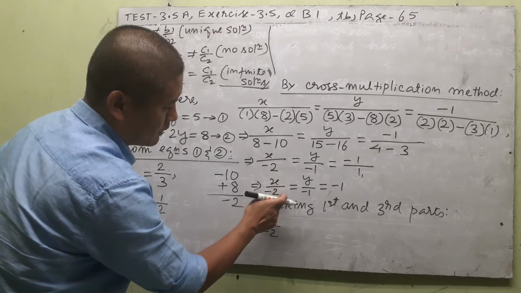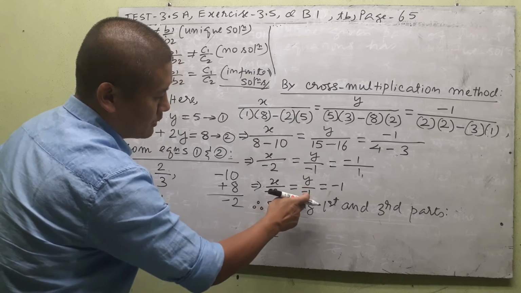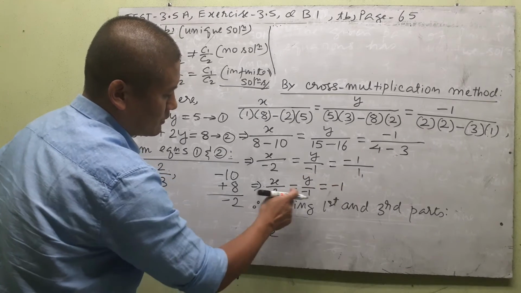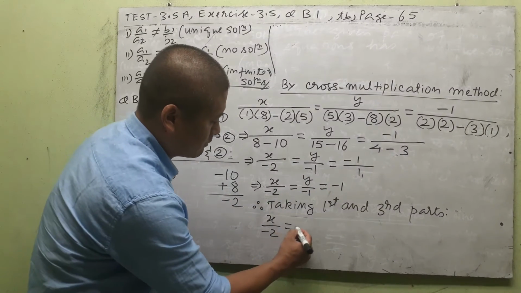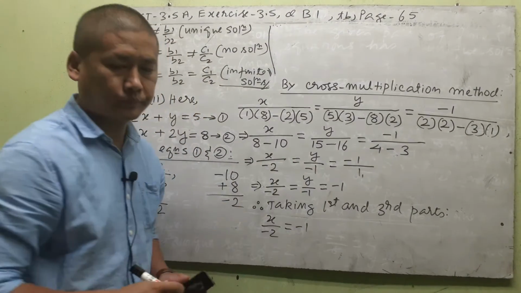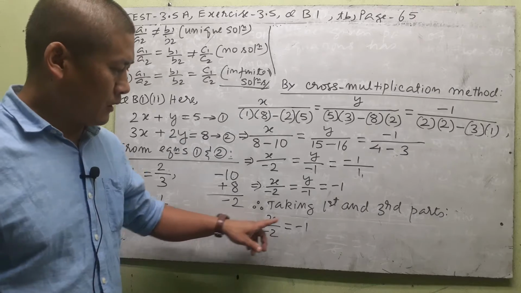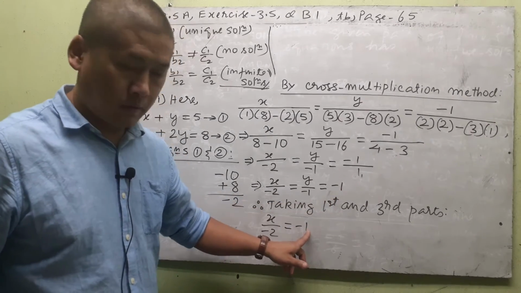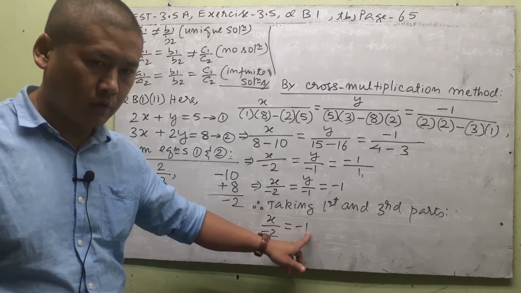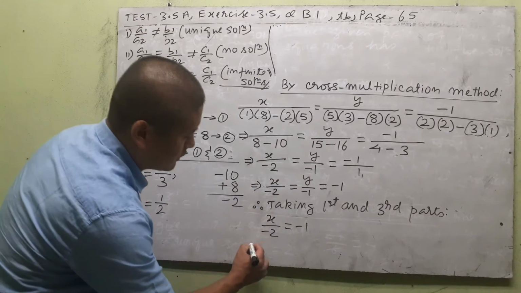This is called the first part, then equal sign, second part, equal sign, and third part: first, second, third part. Take the first and third part, so they will be equal to minus 1. Why? Because the first part has x and the third part is a constant number with no unknown quantity, so that way we can easily find x.